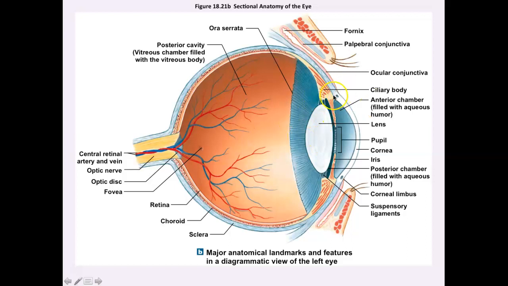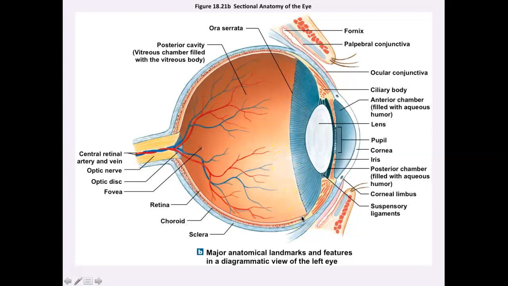And there's another term here I want you to know. You need to know everything on this diagram, basically. But the ora serrata is this jagged border between the ciliary body and this orange layer, which is going to be the retina. Okay, so it's just this border, the ora serrata.